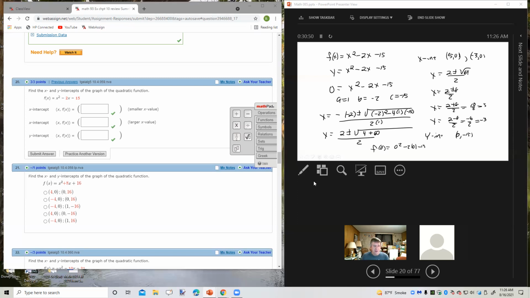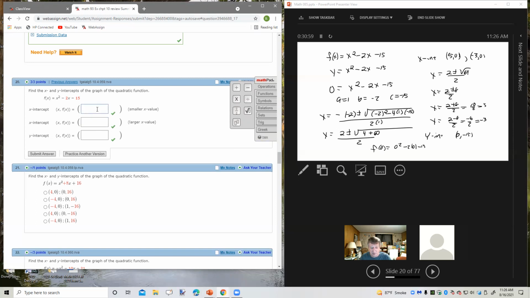Now, here's that smaller, larger value. So if I put 5, 0 there and negative 3, 0 there, even though those are both x-intercepts, it's going to mark it wrong. So I've got to put the smaller one first, negative 3, comma, 0. And you've got to put the 0 in as part of the ordered pair. 5, comma, 0. And then 0, comma, negative 15. So make sure you've got your zeros in the right places. Let's see if I do.